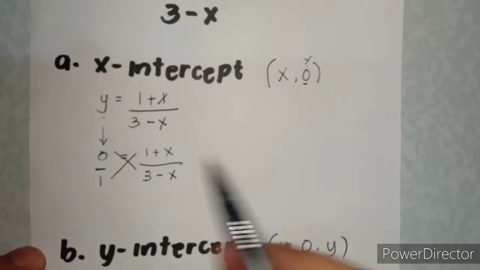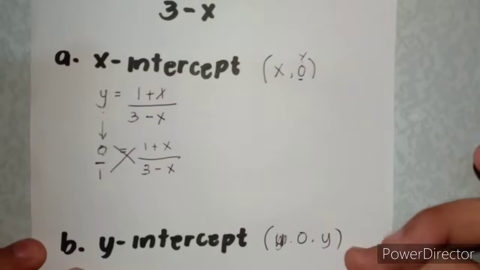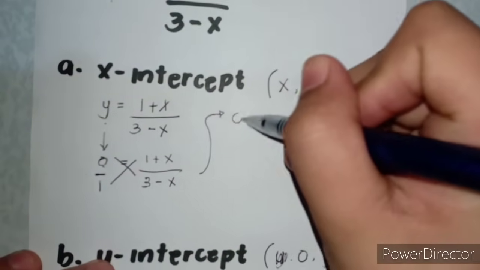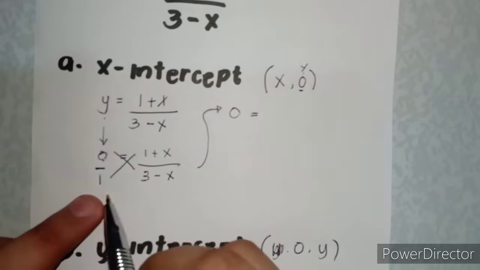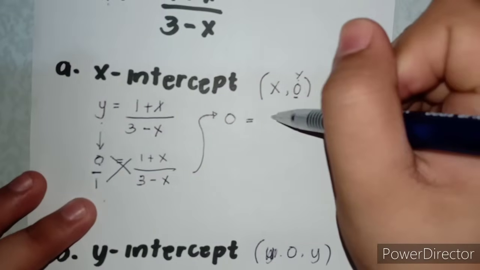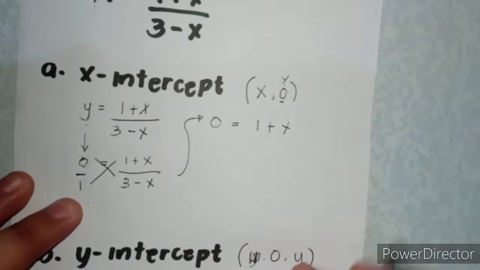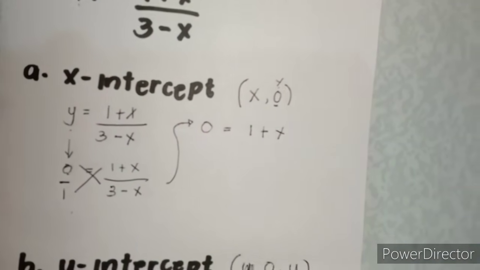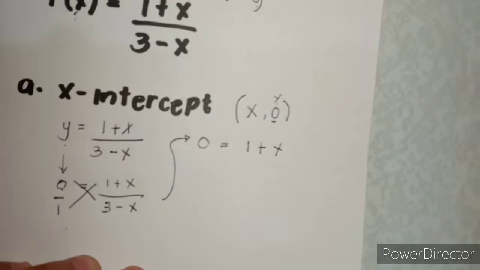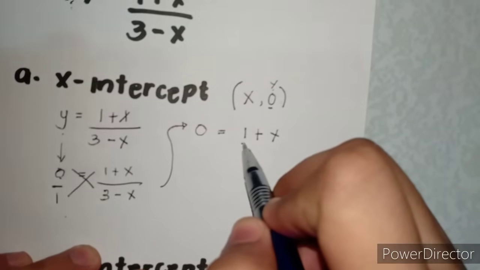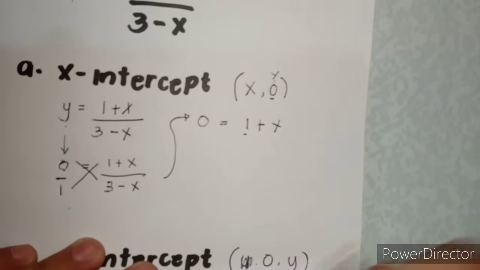And as we said earlier, any number multiplied by 0 is equal to 0. So since the numerator is 0, copy: 0 is equal to 1 times 1 plus x. Since it's 1, just copy 1 plus x. Now we equated it to 0. Let's transpose the constant to the other side. When you transpose 1, the positive will become negative.